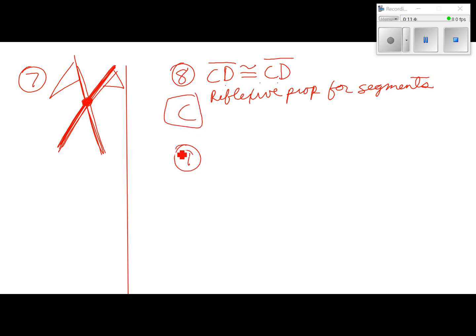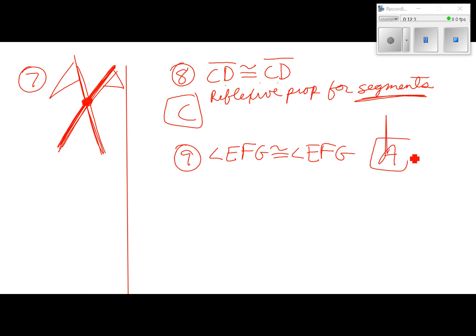Number 9, they tell us angle EFG is congruent to angle EFG. Same thing, except now we're not dealing with segments, now we're dealing with angles. So it'd be reflexive property of angle congruency. Find that on there. That's letter A this time, I believe.